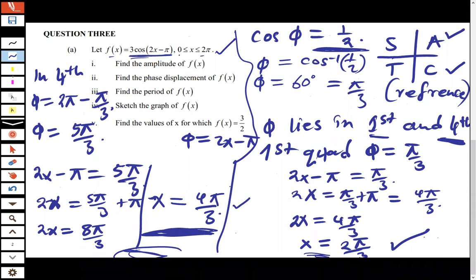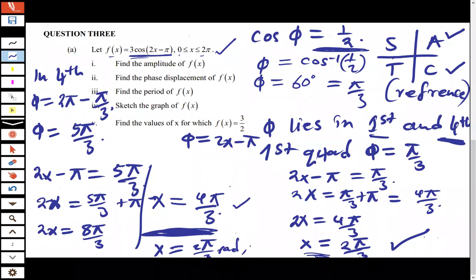Hence, the values of x that we were asked to find are simply x equal to 2 pi over 3 radians, and also 4 pi over 3 radians. So these are the two values of x that we were requested to find when you equate f of x to 3 over 2. Thank you very much for watching today's lesson, revision rather.